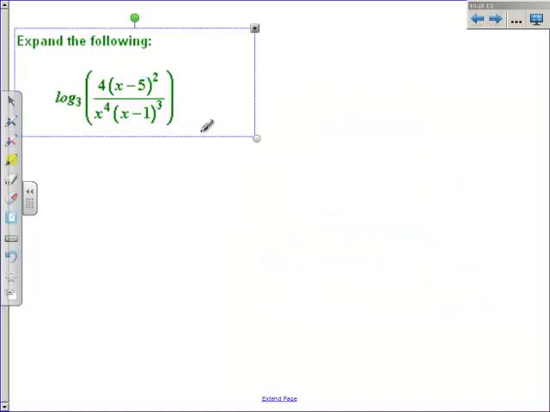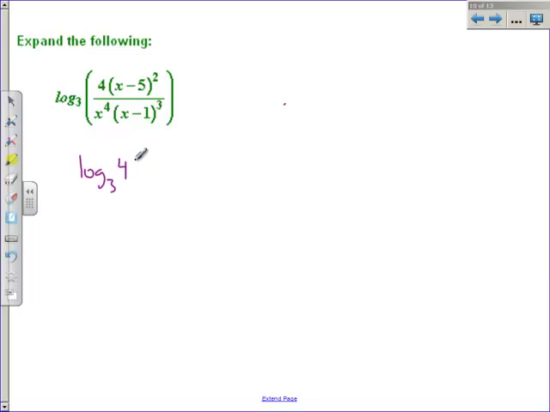All right, let's keep going here. Let's expand this one. So again, I've got a quotient, so I'm going to do the log base 3 of 4 times x minus 5 squared, and then minus the log base 3 of x to the 4th times x minus 1 cubed.